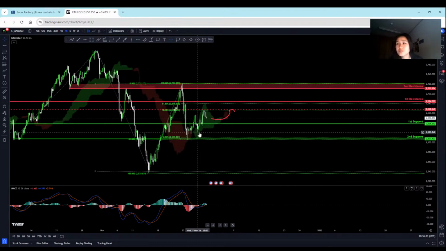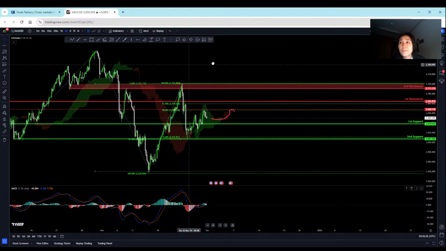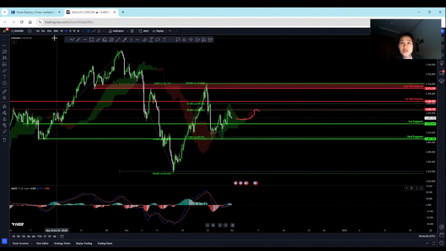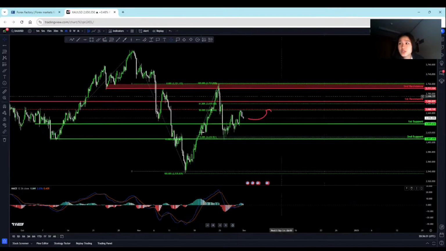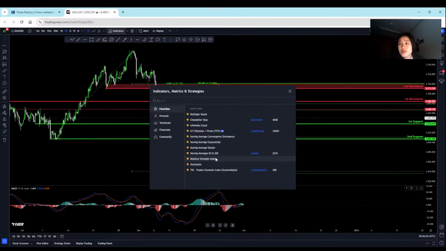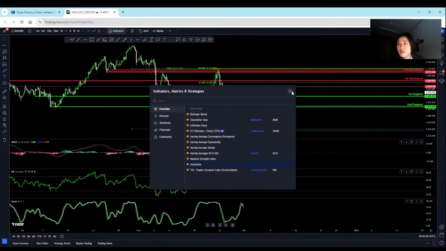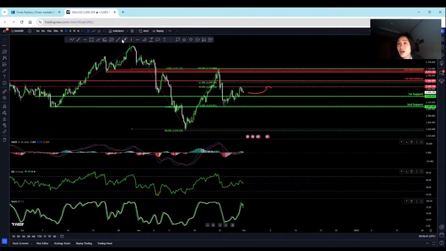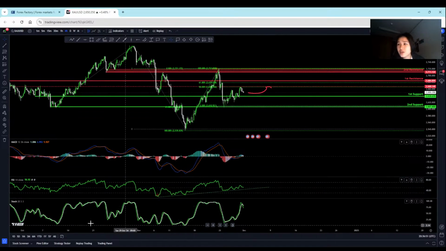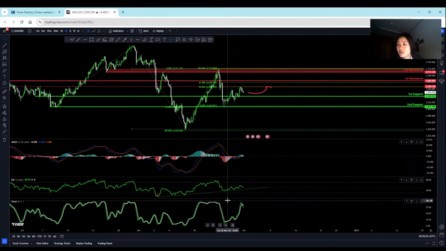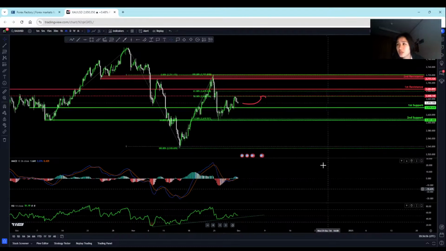Okay, prices are moving within the Ichimoku cloud, so that's a transition signal that's not really telling us much. MACD is giving us a bullish signal, so that supports our analysis. RSI, stochastic, prices are also moving upwards. We have prices moving in this ascending trend line on our RSI. Stochastic, not so much, so I'm going to remove that.